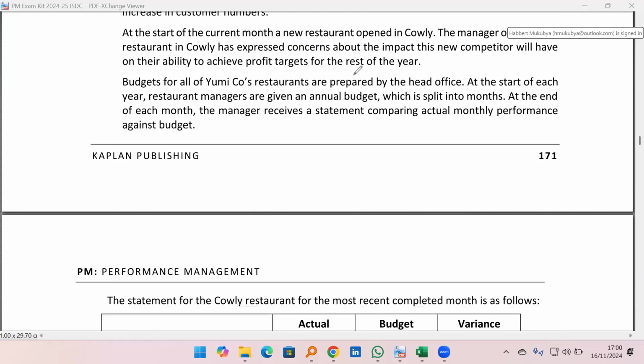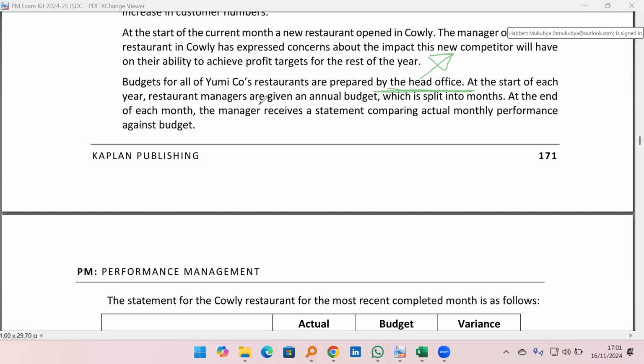So the budgets of all Yumi's restaurants are prepared by the head office. Now this is something that you need to think through as you are reading, because if these locations are in different areas and they have their own menus and they have their customer bases that are loyal to them, so why are they preparing the budgets from head office? Does head office have enough information regarding the people, the demands, those kinds of things? Do they have enough information to be able to cater for them? That's one thing that you should consider.